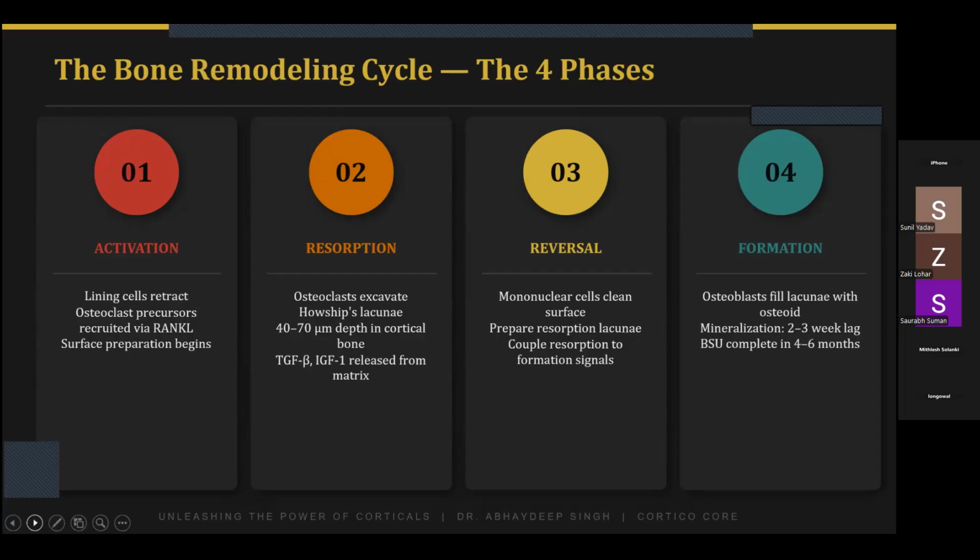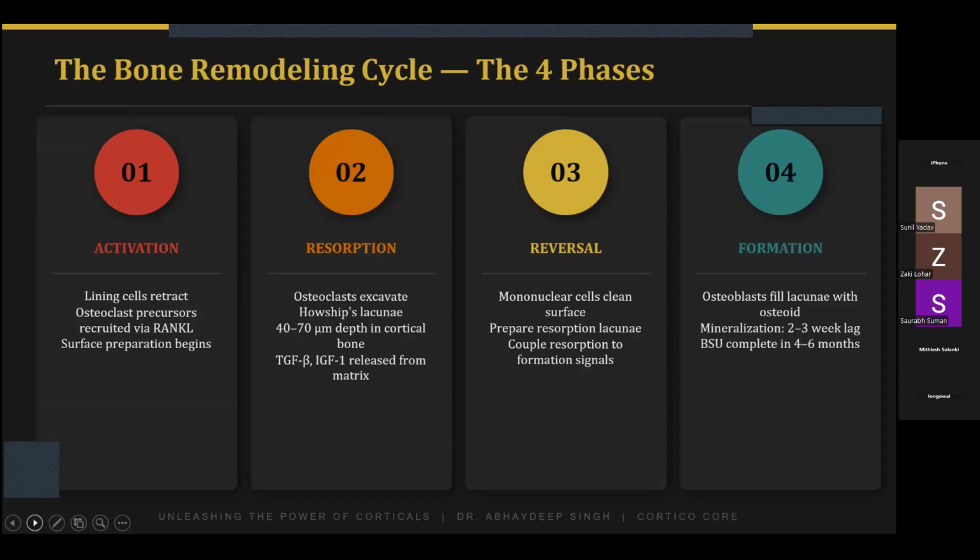This is how bone reacts. First of all, there is activation. The lining cells retract, the osteoclast precursors are recruited, and then the bone resorption starts. Bone resorption happens. Which cells start the resorption process? These are the osteoclasts. Osteoclast activity causes resorption, osteoblastic activity causes bone formation.